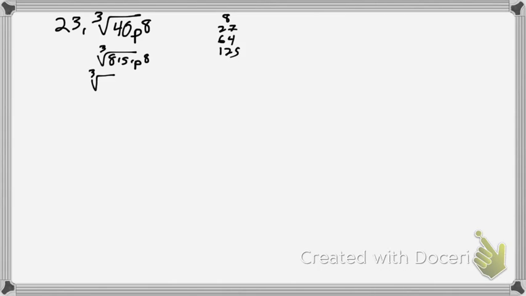So now we have the cubed root of 8 times the cubed root of 5 times the cubed root of p to the 8th. Cubed root of 8 is 2. Cubed root of 5 is simply the cubed root of 5. There's nothing doing there. Cubed root of p to the 8th gets a little tricky. So we're looking for groups of 3, right? Because we have a cubed root. If it was a 4th root, we'd be looking for groups of 4. If it was a 5th root, we'd be looking for groups of 5.